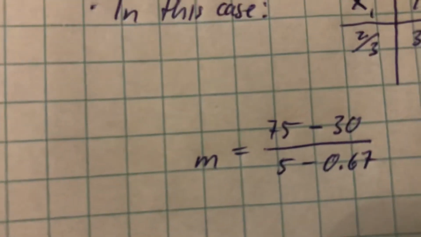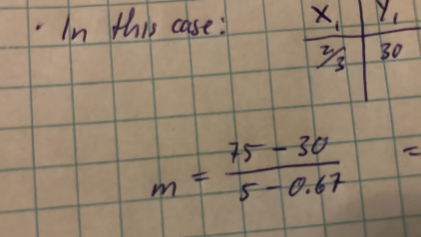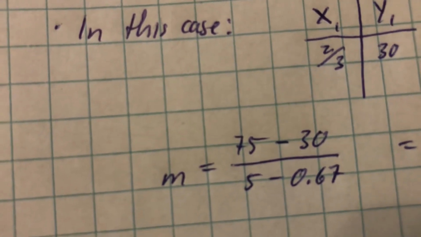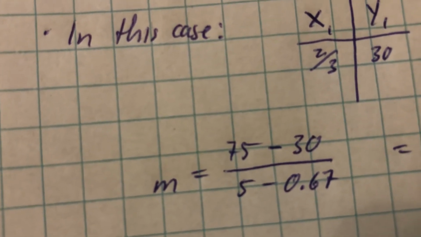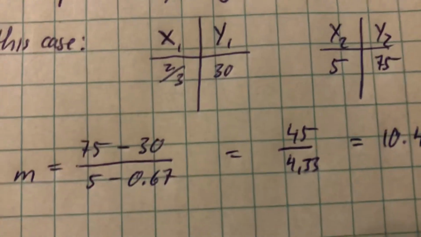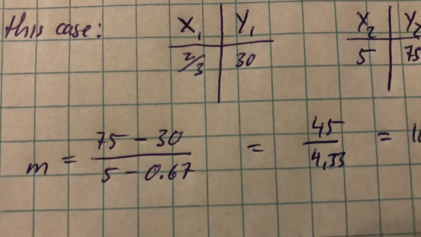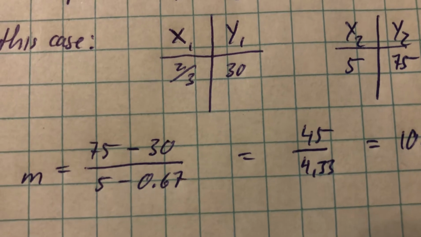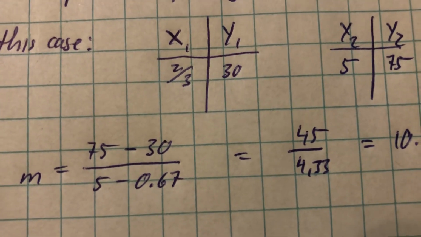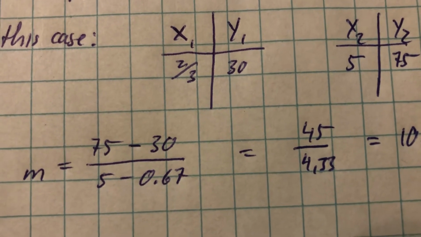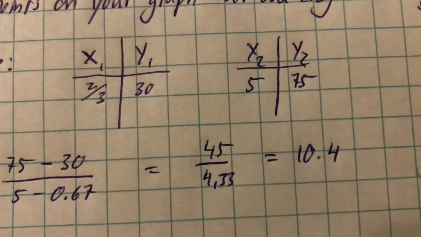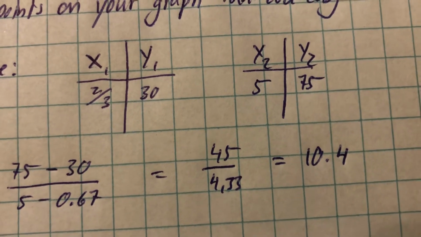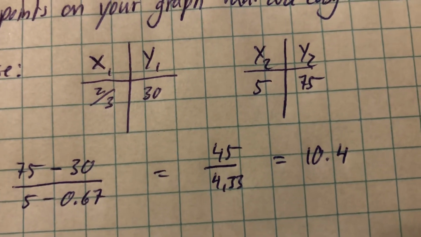So now, to use this in my slope formula, I simply plugged in those points: y2 minus y1, which is 75 minus 30, divided by x2 minus x1, which is 5 minus 0.67. So first you have to calculate the 75 minus 30, which is 45, and then 5 minus 0.67 is 4.33. Then you calculate that, 45 divided by 4.33, and you get a slope of rounded 10.4. It was like 10.39 or something. So I rounded it to 10.4.